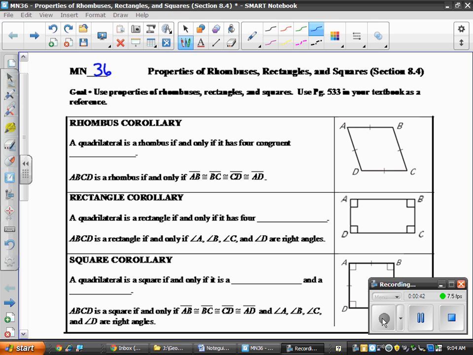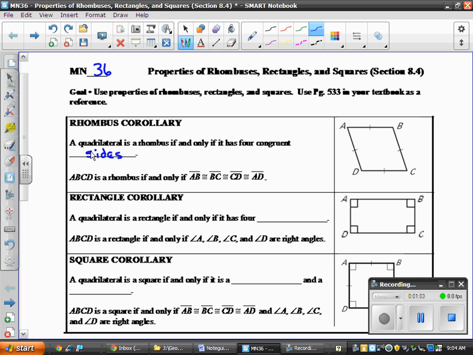Let's first talk about the rhombus. A quadrilateral is a rhombus if and only if it has four congruent sides. And that's, of course, different than a parallelogram, which is that you have opposite sides that are equal. So a rhombus is a specialty parallelogram, if you want to think of it that way.